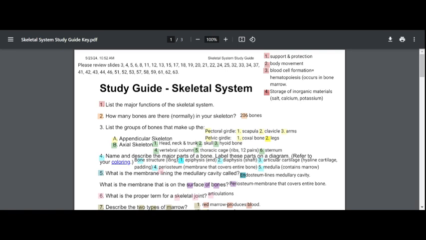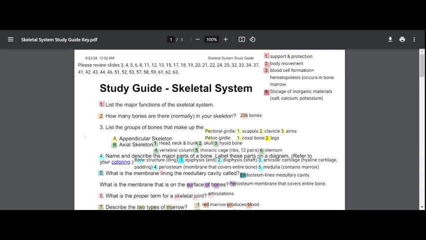And then how many bones are there normally in your skeleton? Everyone should know this. What do you guys say? It is 206 bones, right?